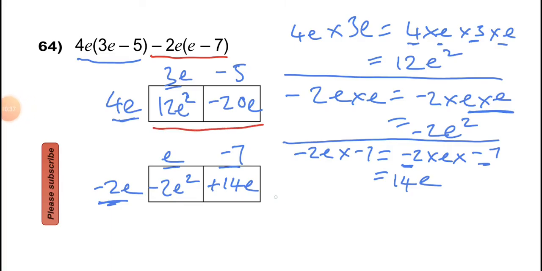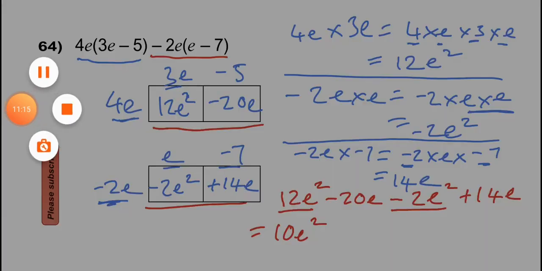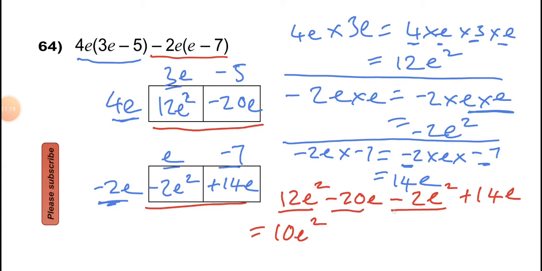So from here I get 12e square minus 20e, and then from here I get minus 2e square plus 14e. Now 12e square minus 2e square is just 10e squared, and then minus 20e plus 14e is going to be minus 6e. So minus 20 lots of e and 14 lots of e will be minus 6e, and this is the final answer.